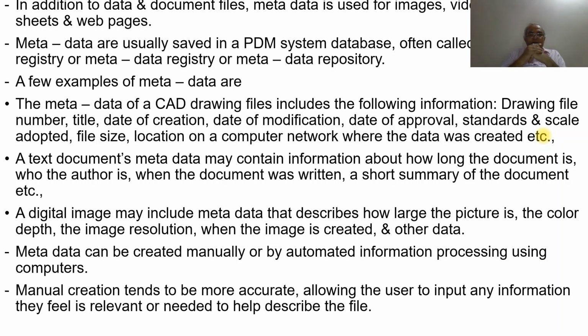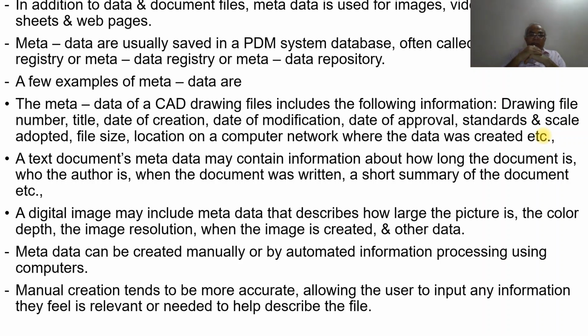The text document's metadata may contain information about how long the document is, when it was created, who the author is, when the document was written, and a short summary of the document. That means what this entire document consists of. It is like the introductory part, so that we get the abstract of the entire thing that we have seen in that particular document. Suppose the document is used, all the information in that document will be given in small sentences, in a brief statement. So that is about the short summary.